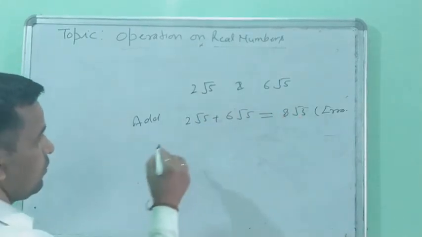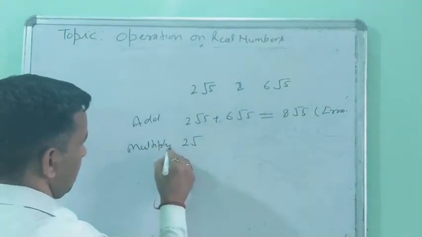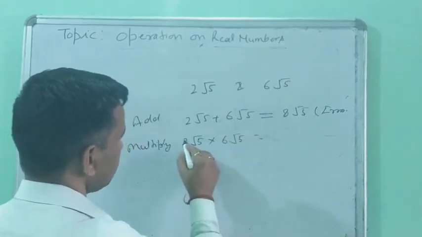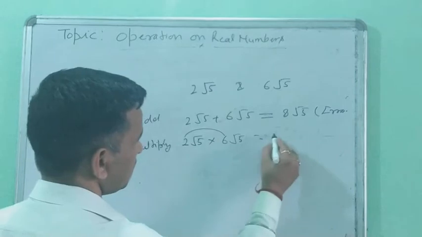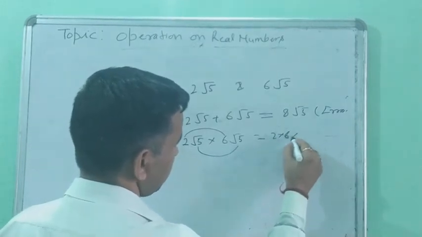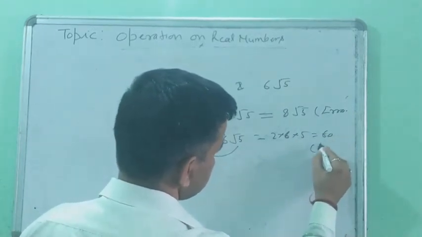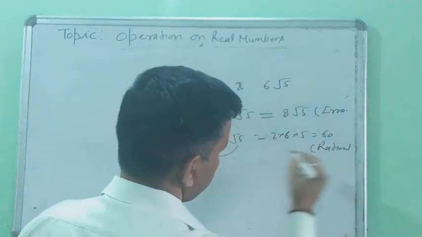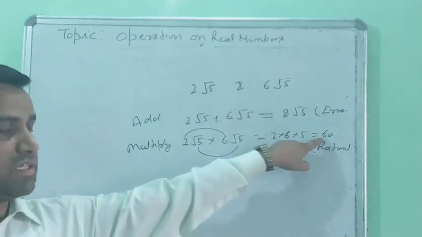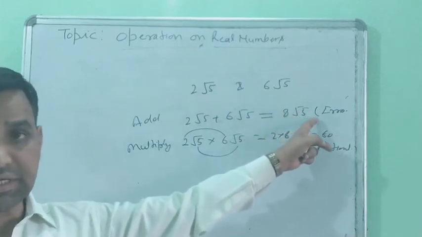Same thing here when you multiply 2 root 5 by 6 root 5. Multiply the rational parts, 2 times 6, and root 5 times root 5, which means 5. So 12 times 5 is 60. The answer is 60. This is rational. When you multiply both irrational numbers, the result here is rational. When you add the irrational numbers, the result is irrational.